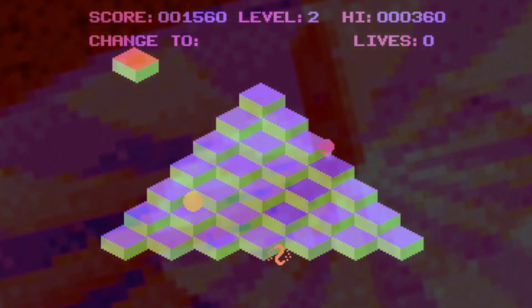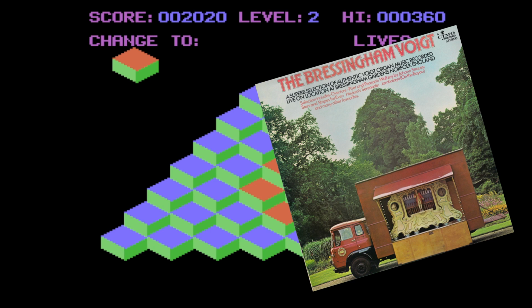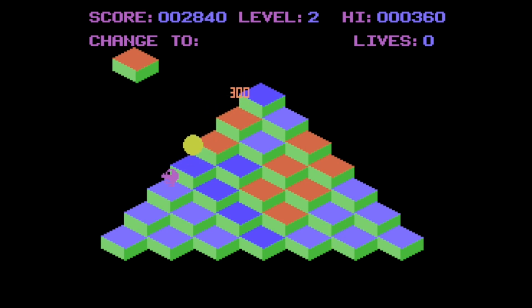In addition to isometric graphics, and a love of a 1970s LP featuring recordings of the Bressingham Voigt organ, Quogo had something else in common with Chris Sawyer's later games. Now, for most people who cut their teeth programming on an 8-bit computer or early PC, the language of choice was some dialect of BASIC.